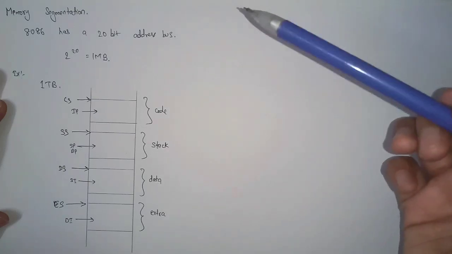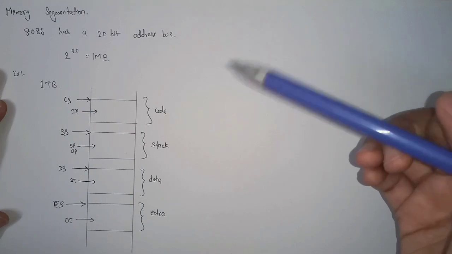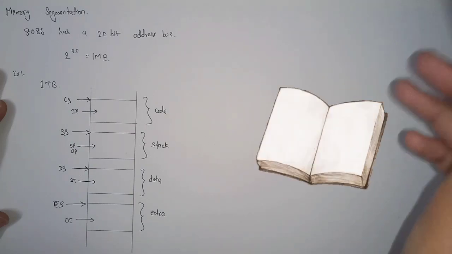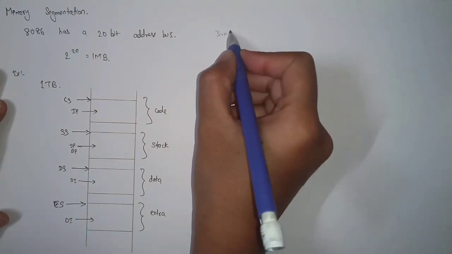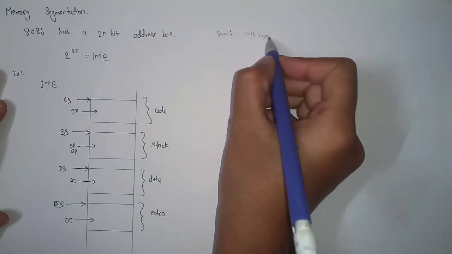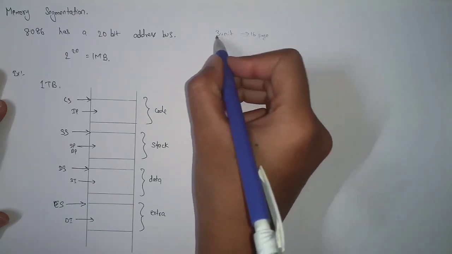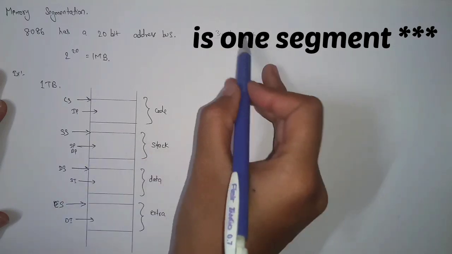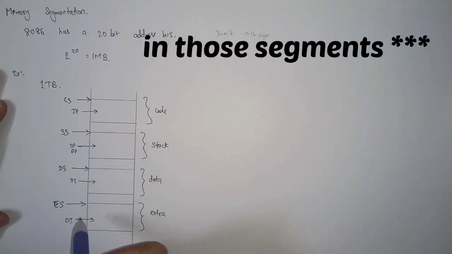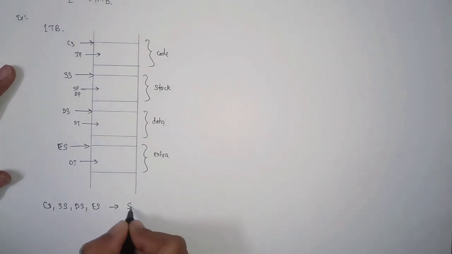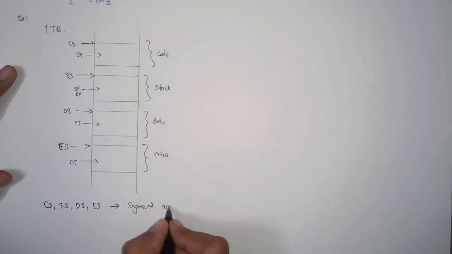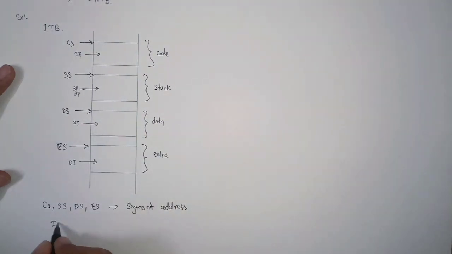Let's consider you take a notebook or a textbook. In the textbook we have 5 chapters, and in those 5 chapters you want to go to the third unit, and in the third unit you want to go to page number 16. So you will say, go to page 16 of the third unit. So the third unit is one segment here, and page 16 is the offset address in that segment. Here CS, SS, DS and ES are the segment addresses, and the remaining ones, that is IP, SP, BP, SI and DI, are the offset addresses.